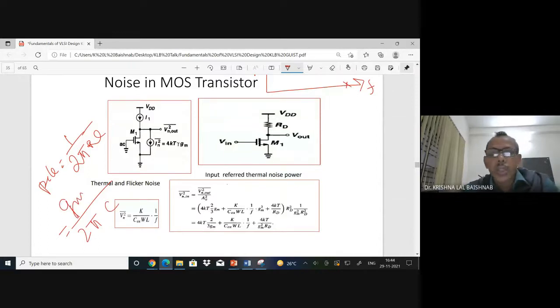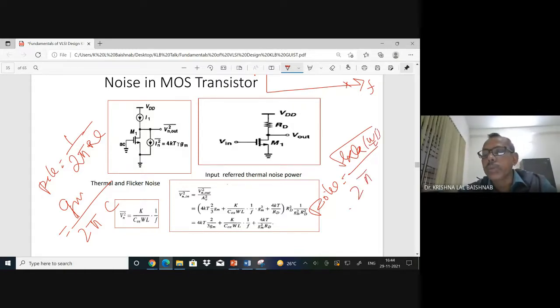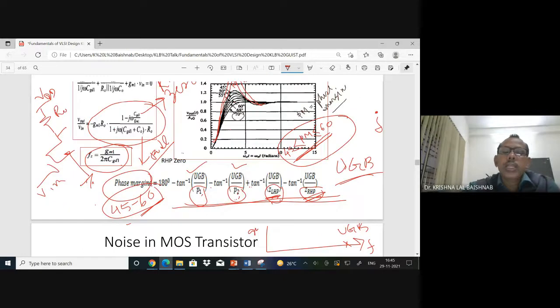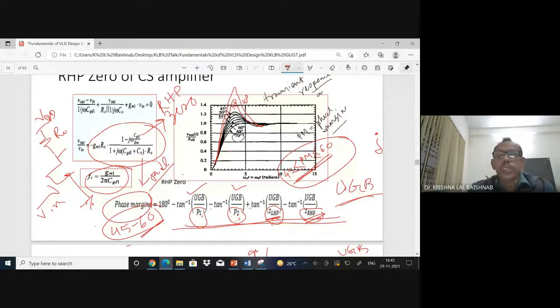So who controls the poles? Pole is equal to G, which means root over mu Cox W by L into ID, divided by 2 pi C. So my controlling parameters are W and ID. That way I can shift my poles and zeros as per my own choice to maintain my phase margin.